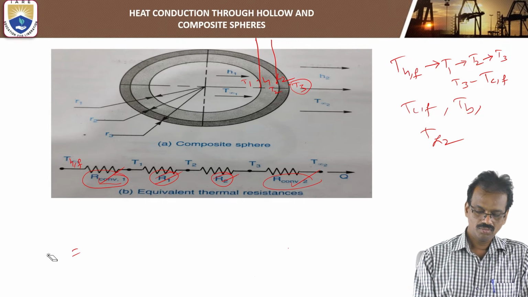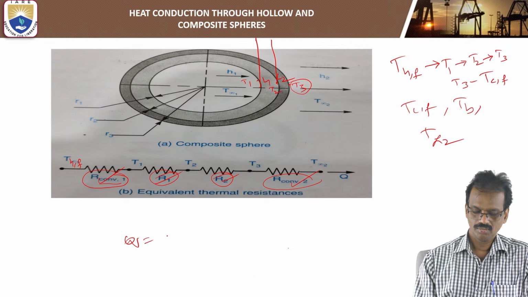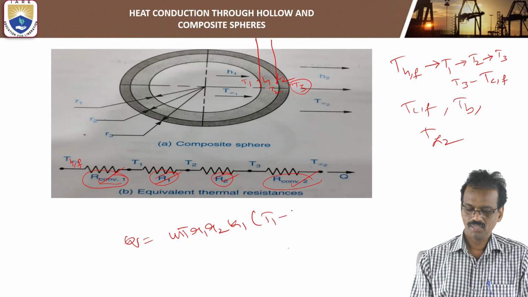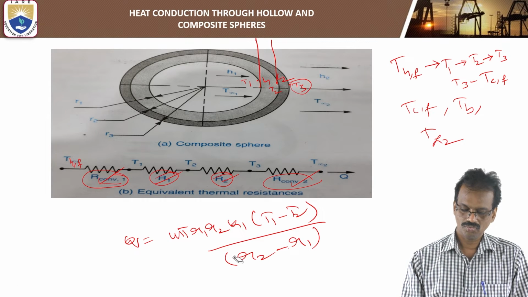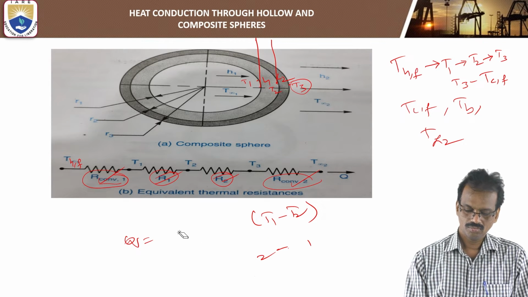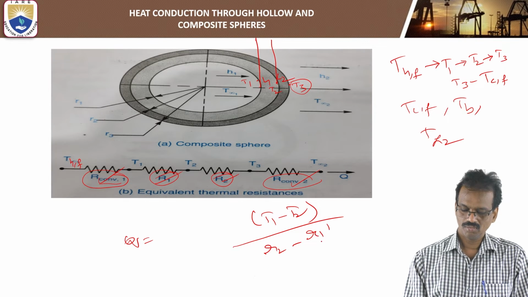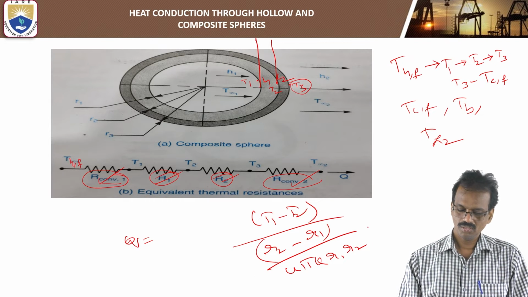R1 is equal to, you know the formula for this one, that is Q is equal to 4 pi R1 R2 thermal conductivity into T1 minus T2 by R2 minus R1. This is the formula. So that is the temperature by something, that is the thermal resistivity. It means T1 minus T2 is equal to R2 minus R1 by 4 pi K into R1 R2. So this is the thermal resistivity.